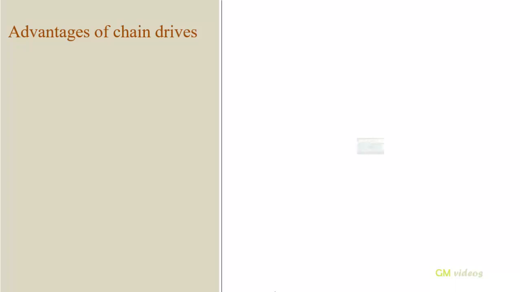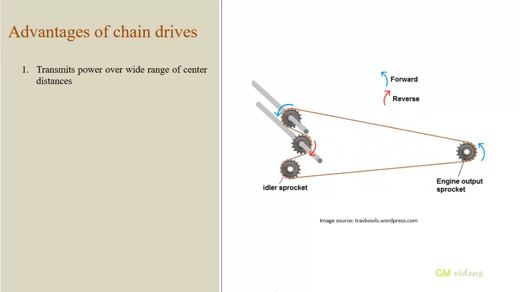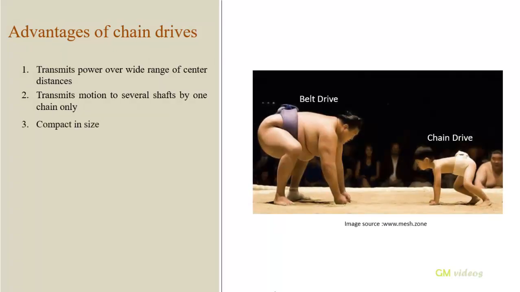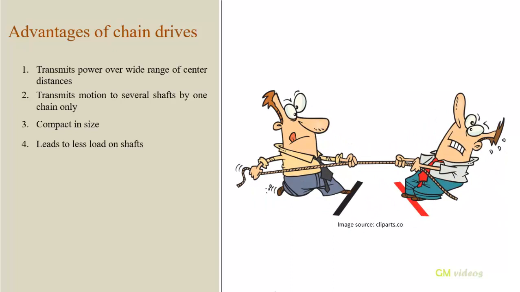Advantages of chain drives. Gear drives can be used for transmitting power only over short center distances. However, chain drives can transmit power over a relatively wider range. Shafts can be driven in the same or opposite direction by means of a chain from a single driving sprocket. A chain drive has the ability of transmitting motion to several shafts by one chain only. Chains are made of metal, therefore, they occupy less space in width than a belt or rope drive. Chains do not require initial tension, hence, the forces acting on the shafts are reduced.